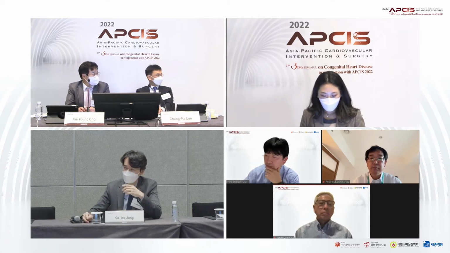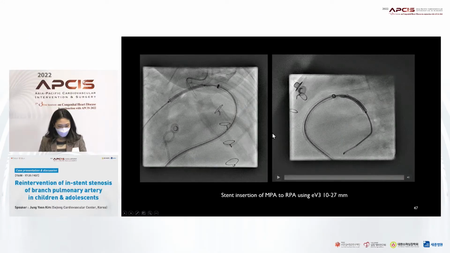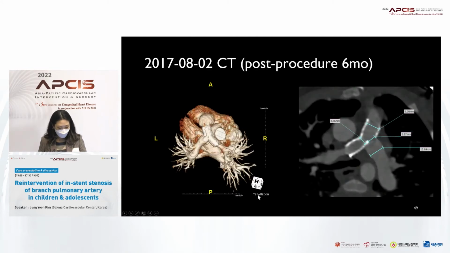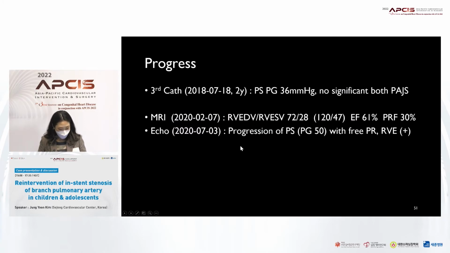So would you carry on? Yeah. Back to my slide. So in the jailed LPA, balloon angioplasty was also successfully done using 8mm balloons. So post-op procedure, the 6 months follow-up CT scan shows improved RPA stenosis and also well-developed peripheral pulmonary artery vascularity. And he has progressed PS, RV enlargement with free PR. So we ended up needing surgery.